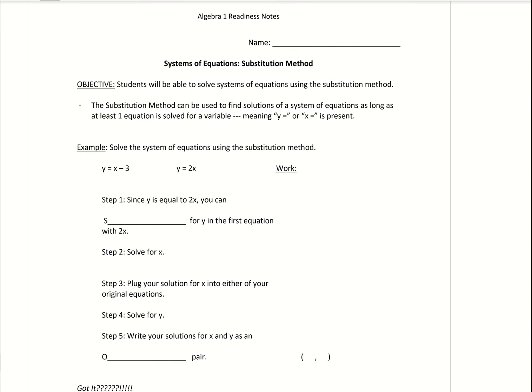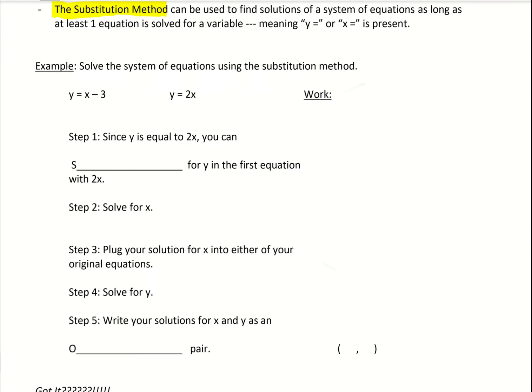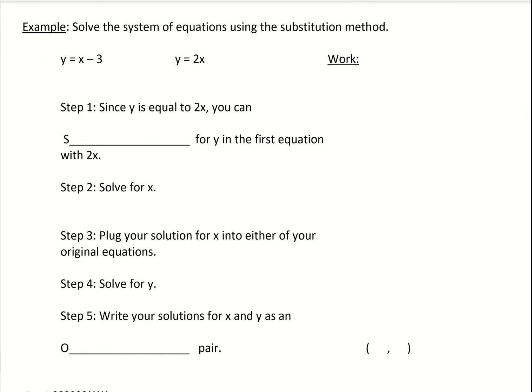The first thing is an idea of what the substitution method is. The substitution method can be used to find solutions of a system of equations as long as at least one equation is solved for a variable, meaning either we have y equals or x equals on one of those equations. For example, we have y equals x minus 3 and y equals 2x. It asks us to solve the system of equations using the substitution method.